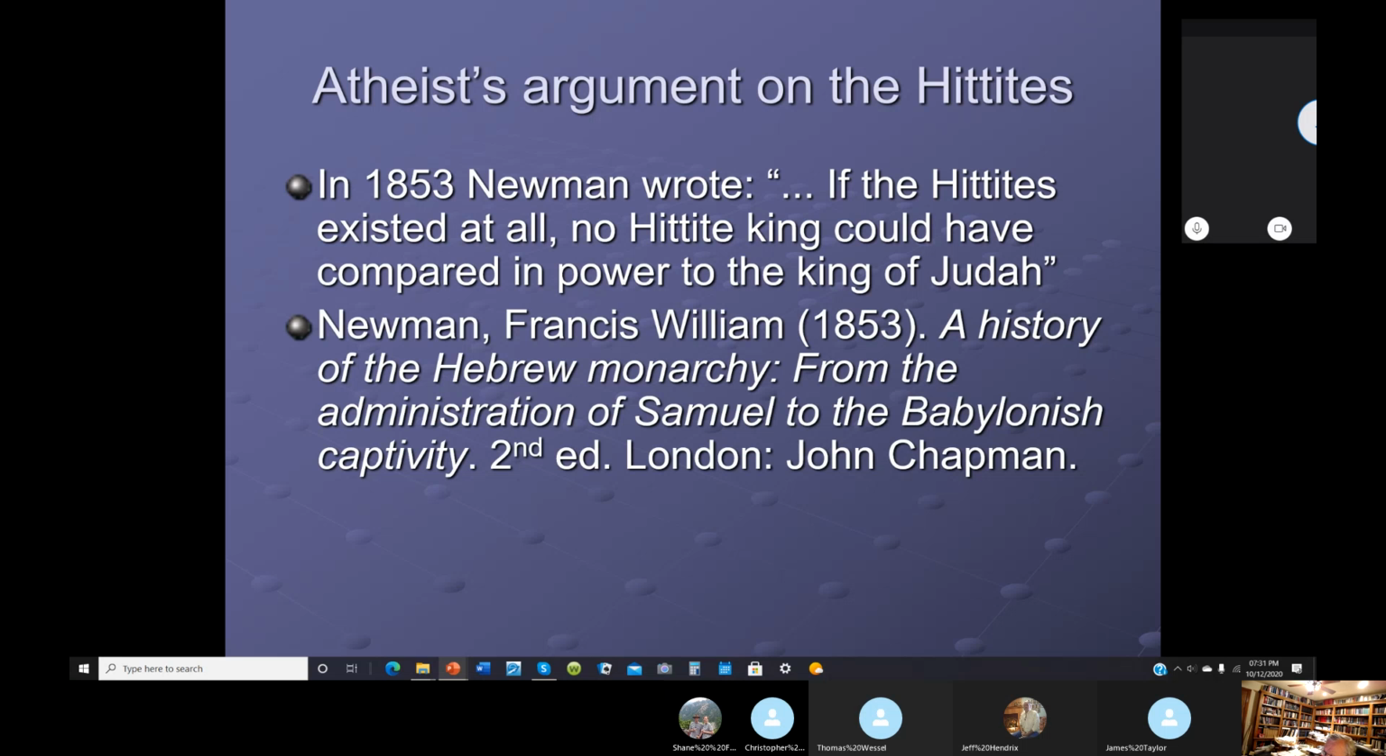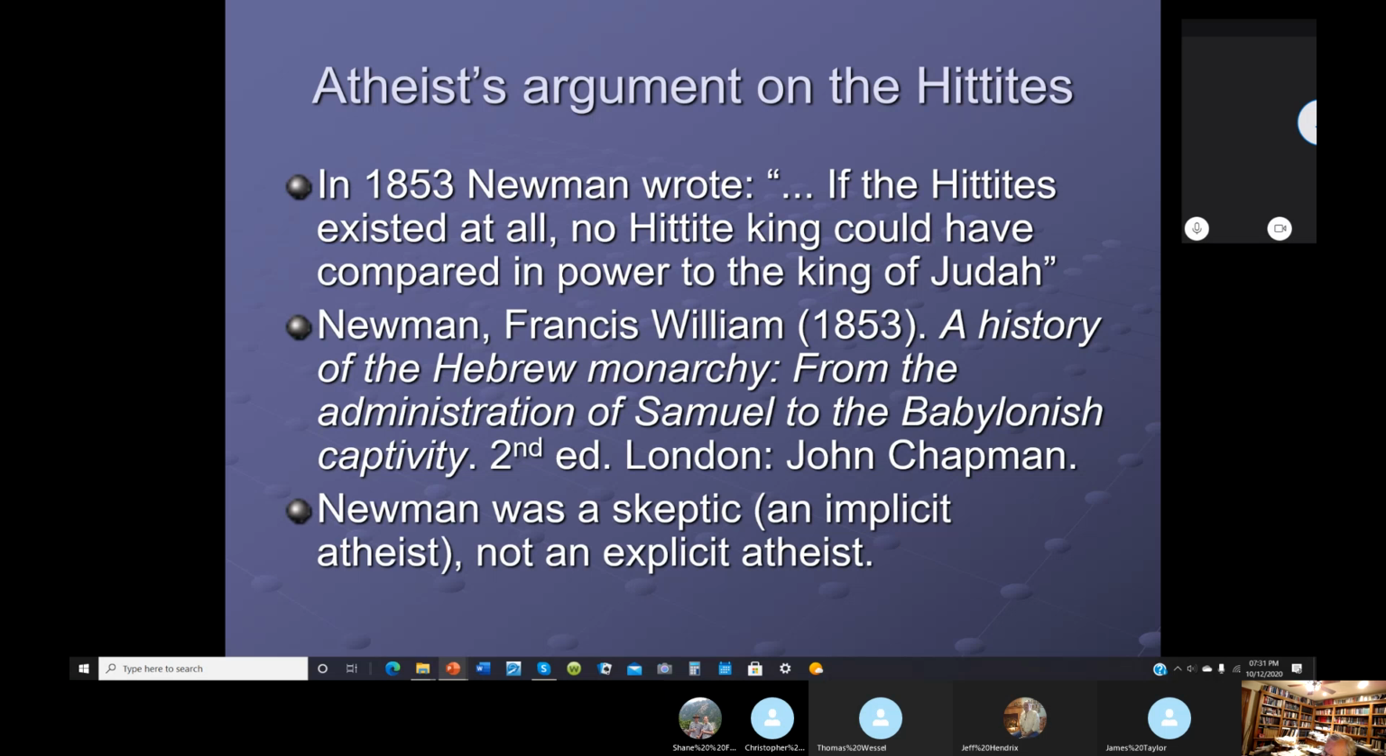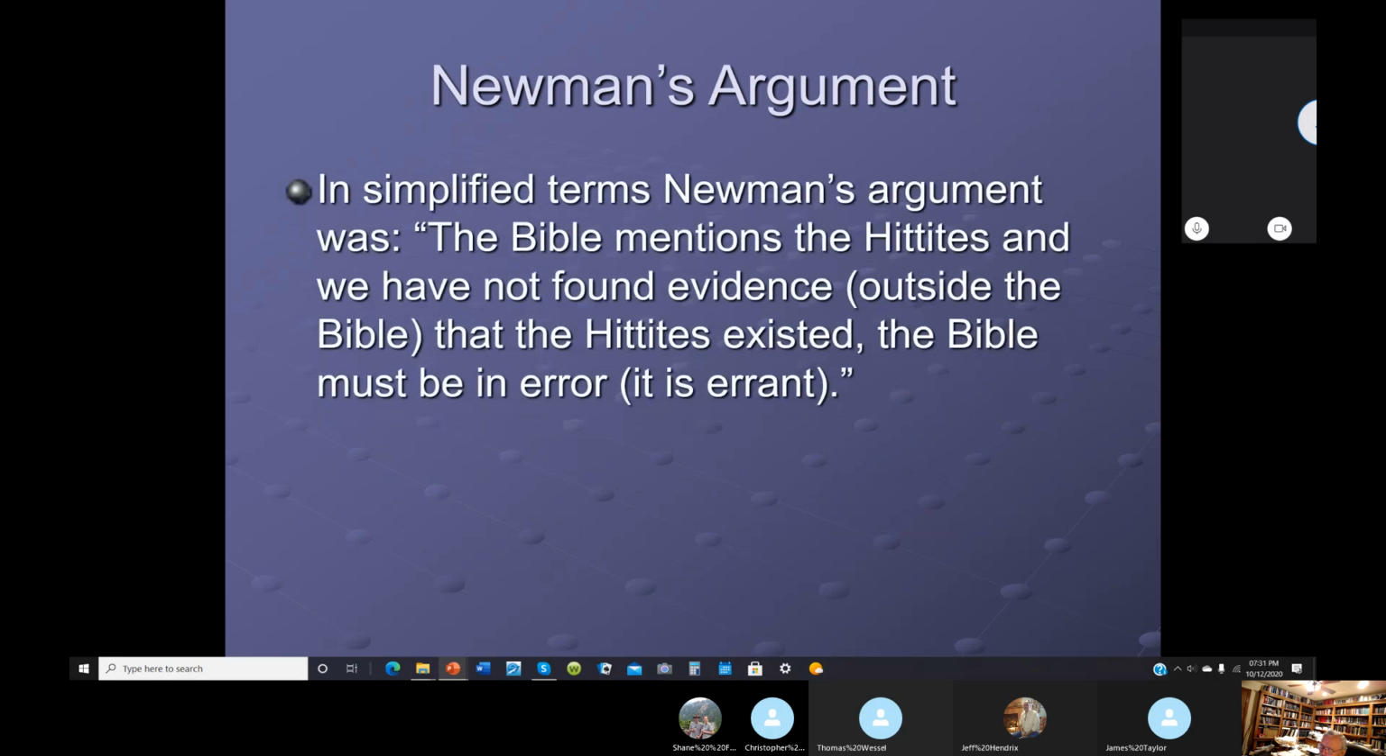Any questions? Newman was a skeptic. I think there's two kinds of atheists. Explicit atheist, that's the guy that just brags and says, I'm an atheist. And an implicit atheist is somebody who would draw a conclusion, and he would make a claim that if it were true, God cannot exist. He's an implicit atheist. And I think Newman was an implicit atheist, but we won't get into that in more detail.